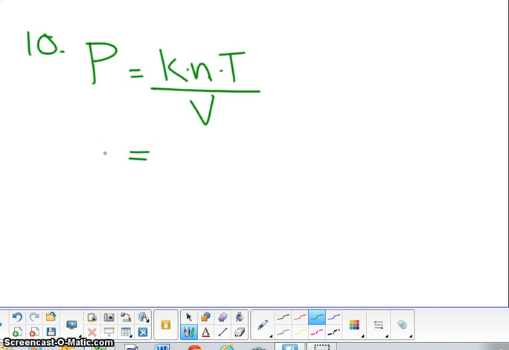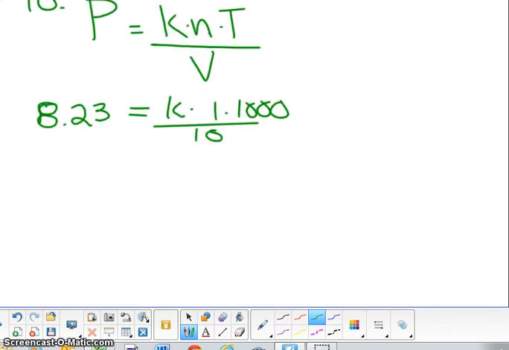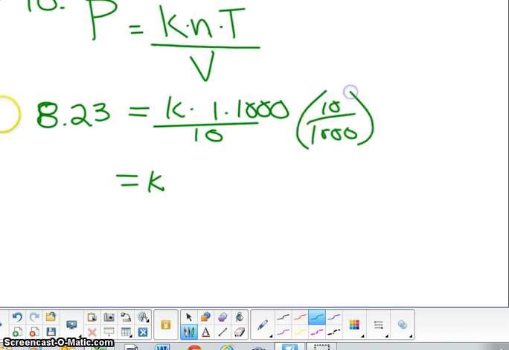Then it says 1 mole at 1,000 K has a volume of 10 liters. Okay, so you should fill everything in. The pressure was 8.23. There was only 1 mole. 1,000 K is the temperature, and 10 is the volume. So when you solve for K, you can multiply both sides by 10 over 1,000. And multiplying 10 over 1,000 ends up with 0.0823.